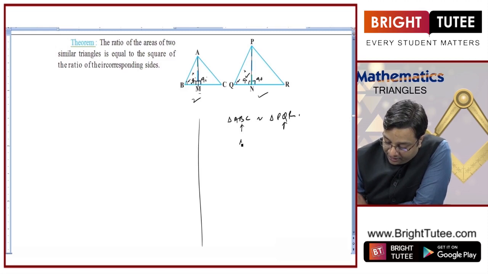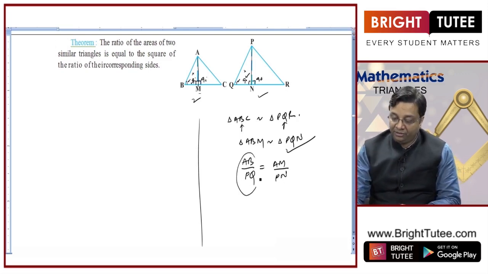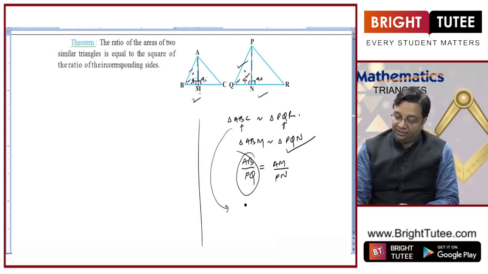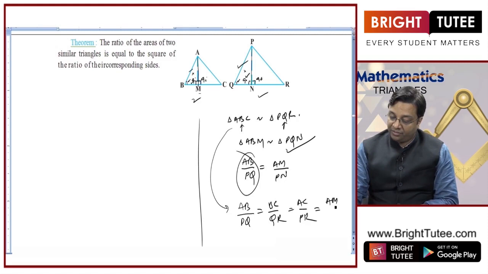Hence, triangle ABM is similar to triangle PQN, and by this similarity I can say AB by PQ is equal to AM by PN. And what is AB by PQ? It is the ratio of corresponding sides of these two triangles. So the ratios of corresponding sides of two similar triangles, that is AB by PQ, BC by QR, AC by PR, is also equal to the ratios of their altitudes, that is AM by PN.